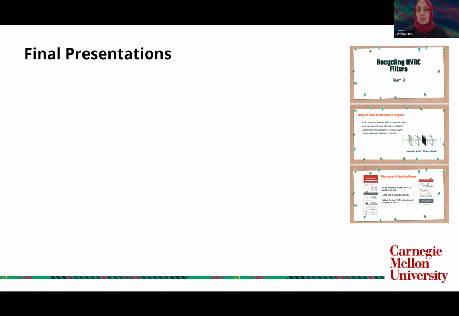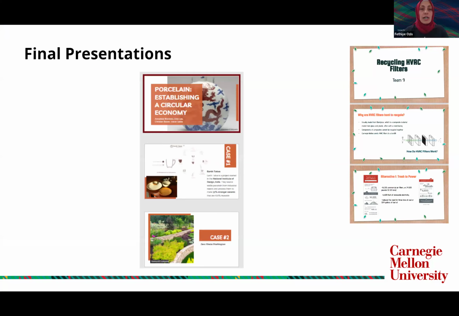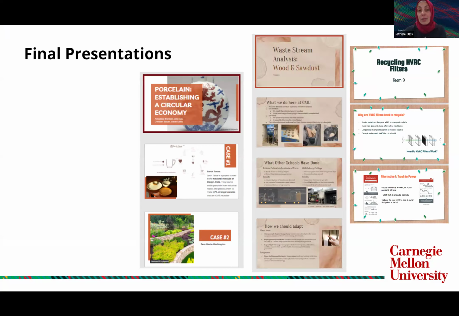Each team was assigned a specific hard-to-recycle material. They talked about porcelain and what maybe some others are doing, presenting them as case studies, and then proposing what CMU can adopt. Wood and sawdust was another team's presentation. Again, they are looking at what we do here at CMU and what other schools have done and what we should do moving forward.